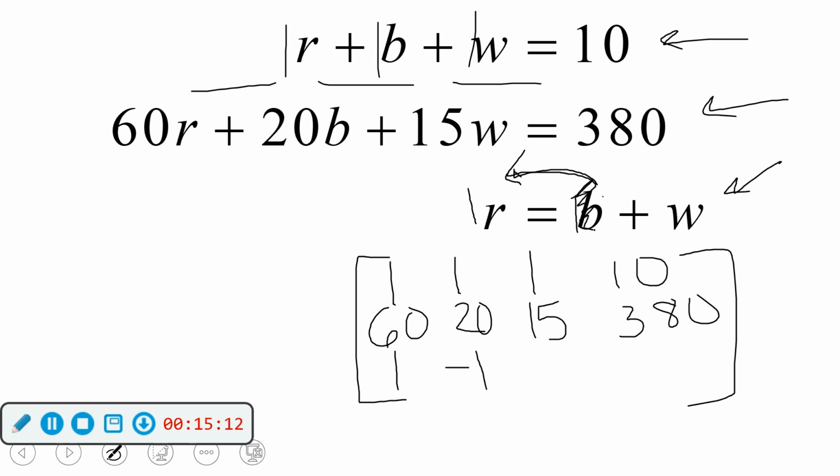Same thing with the W. It's a positive 1W, but it needs to be on the opposite side. So when it joins the other variables and comes across the equal sign, it becomes a negative 1W. Remember, we don't put into the matrix the actual variables R, B, and W. We just put the numbers in front. And now that these two have joined the left-hand side, there's nothing left over here. Give yourself a second, please.